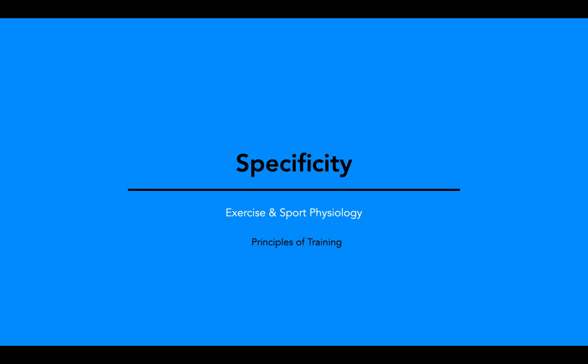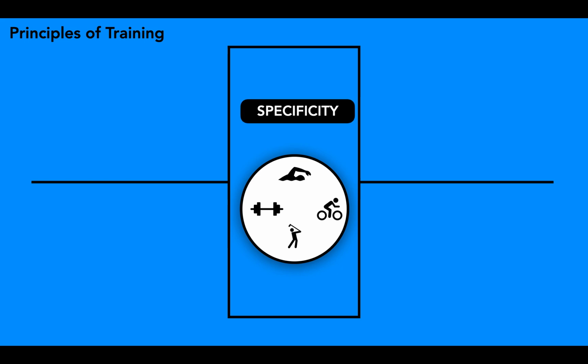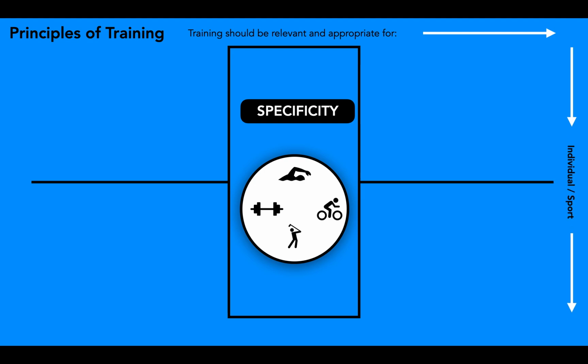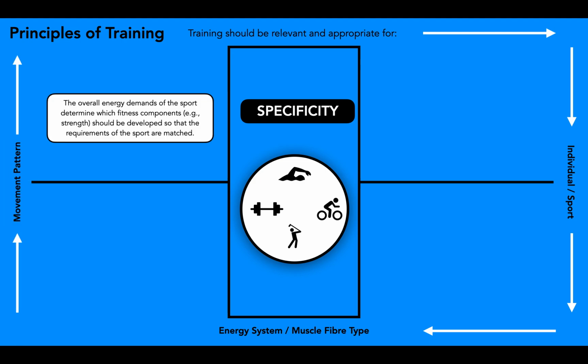Mr. Watson here, and in this video we're going to be looking at specificity. Training should be relevant and appropriate for the individual and sport, energy system and muscle fiber type, and finally the movement pattern.